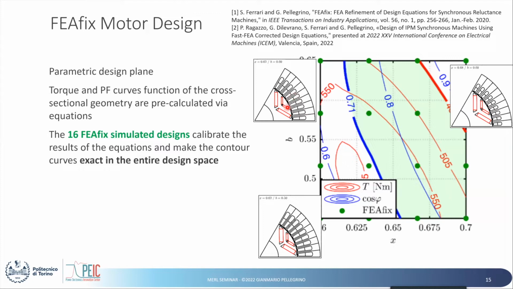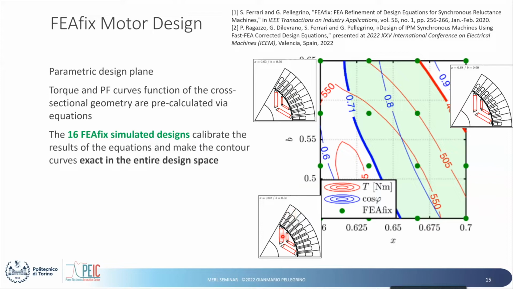And if I move from here to here, I will have a motor with the same size of rotor. As I said, X is the split ratio between rotor and stator. But B is kind of the thickness of the iron. So if you go from here to here, you see that the back iron and teeth and also the rotor iron become more slender.